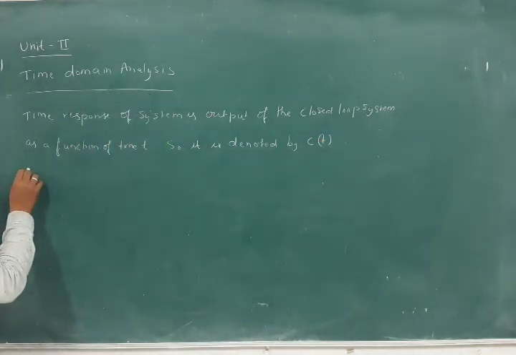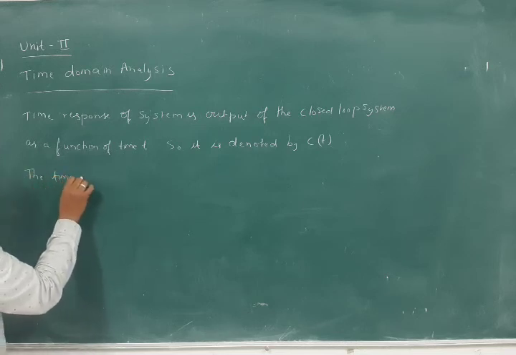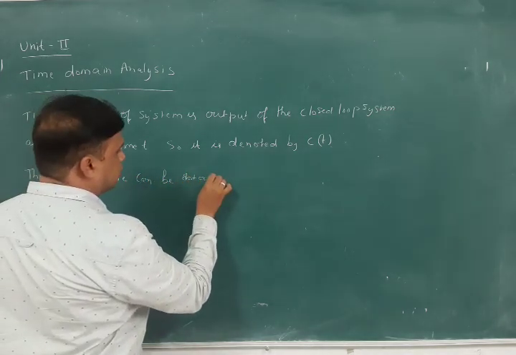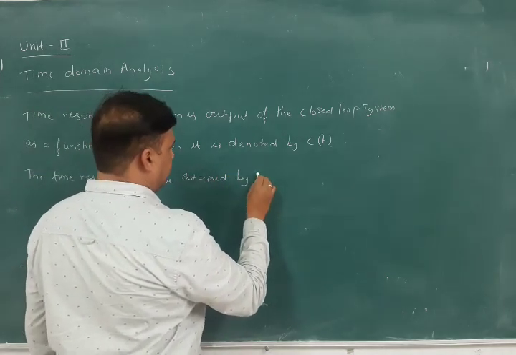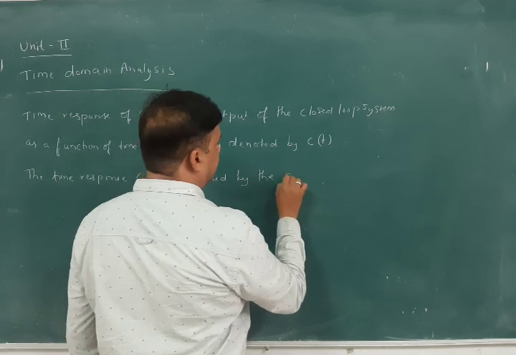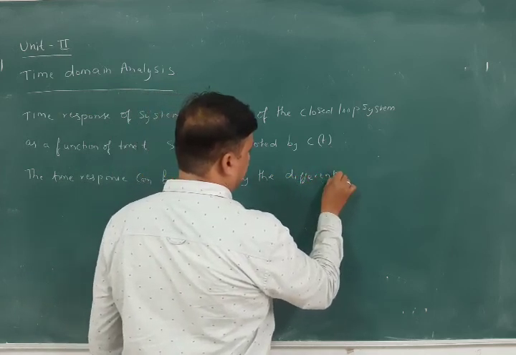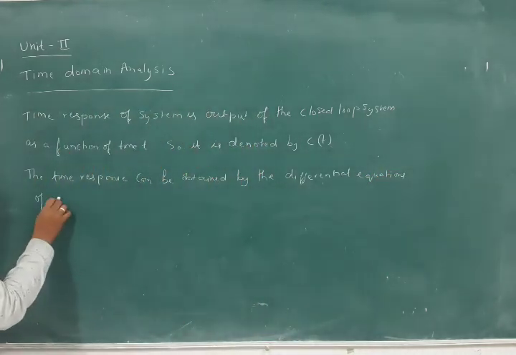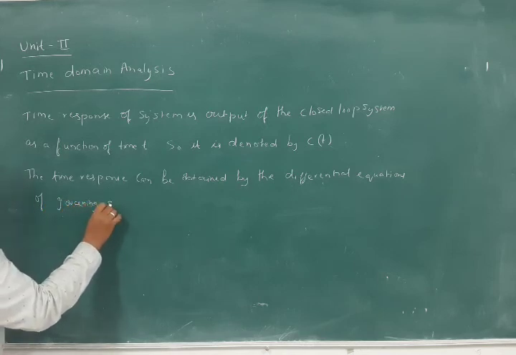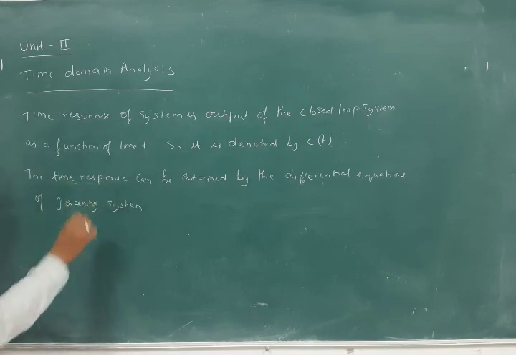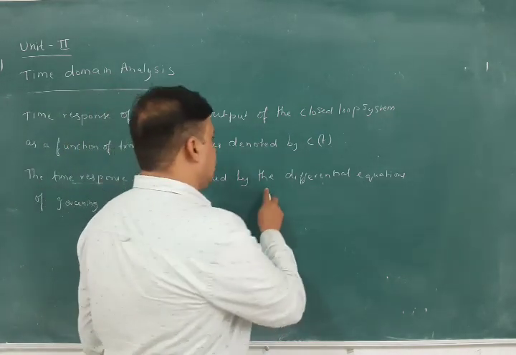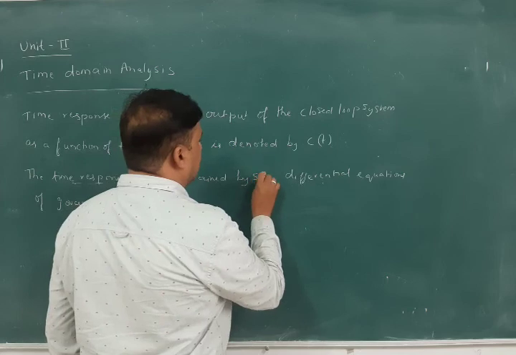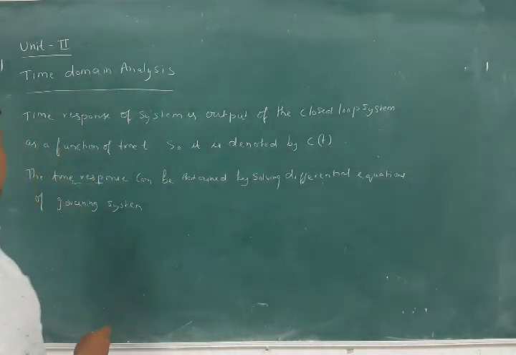And how can it be obtained? The time response can be obtained by solving the governing equations, by solving the differential equations of the governing system.